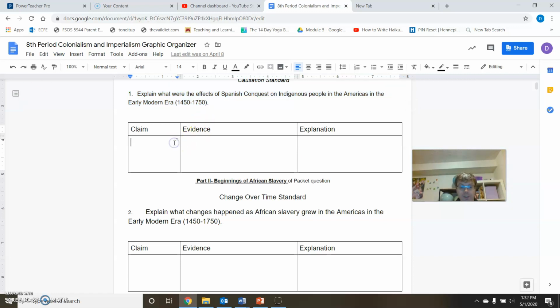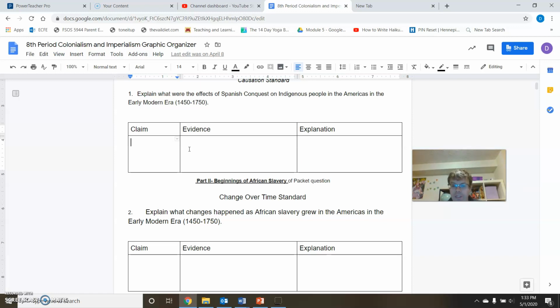So you'll need a claim right here. Your claim can be something like, one of the major effects on the indigenous people was blank. You can make a claim better than that. You can give some kind of background: in the early modern era, there were Europeans traveling to the world and the Columbian Exchange was going on. However, this greatly affected the indigenous people. Indigenous people were affected by blank and blank because of Spanish conquest. Now, the more you put into it, the better grade you're going to get out of this.